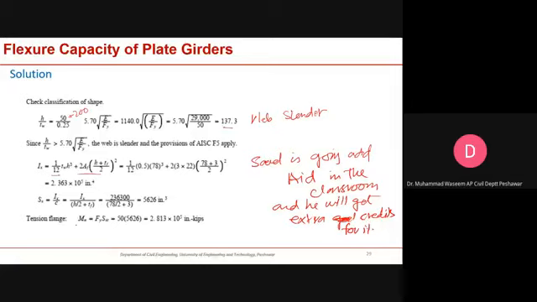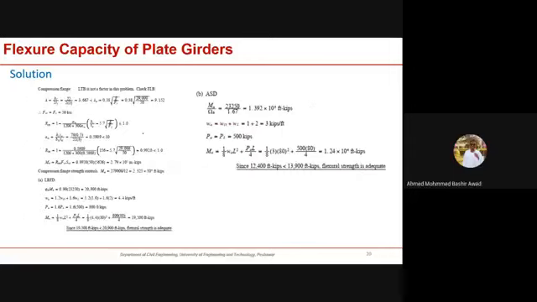Now you have the tension flange, the same formulation. How much credit will he have? Maybe 2 marks, 3 marks extra. Good then. Are they enough? Sir, they are more than enough.